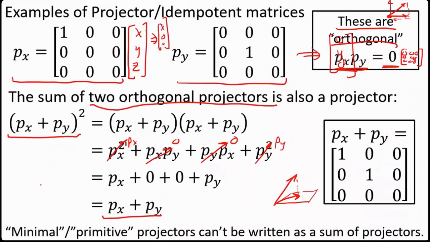Okay. This is one other term. I know there's a lot of definitions, but a projector is called minimal or primitive if we can't write it as a sum of projectors. So this would not be minimal because we can write it as a sum of two projectors, whereas these up here would be minimal because you can't write them as a sum of two projectors. It just doesn't work. Okay, that's a lot of definitions.